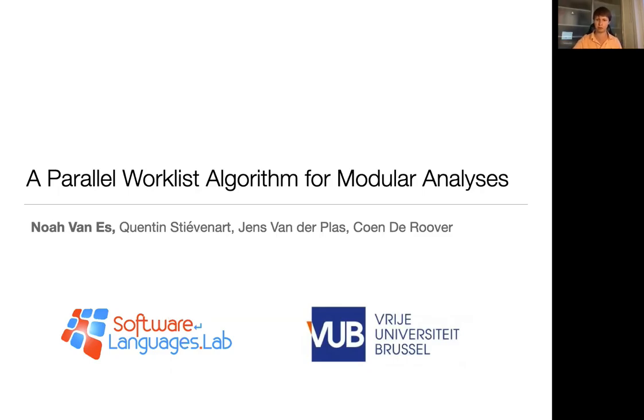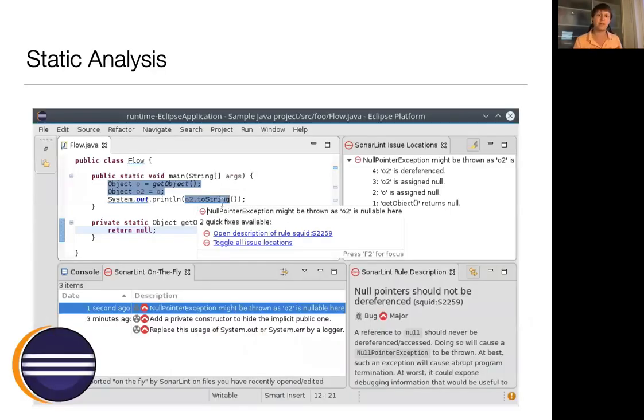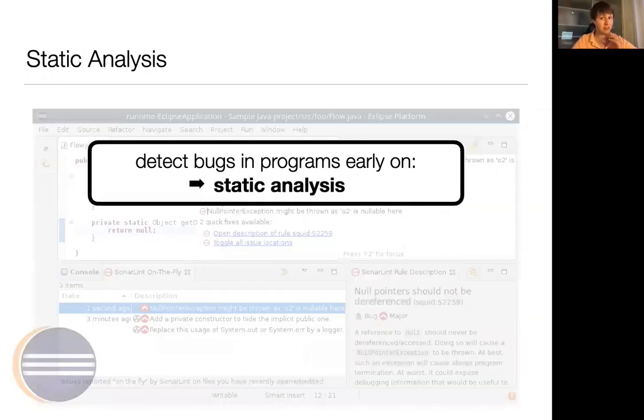So to put this work into some context, when you develop an application today in your favorite IDE, you typically already get some feedback on your code without actually running it. For instance, here you can see that a null pointer exception is being detected without actually running the program. Now, how does this work? What's going on behind the scenes here? Well, the answer is static analysis.